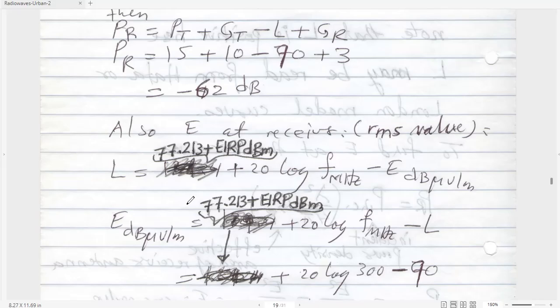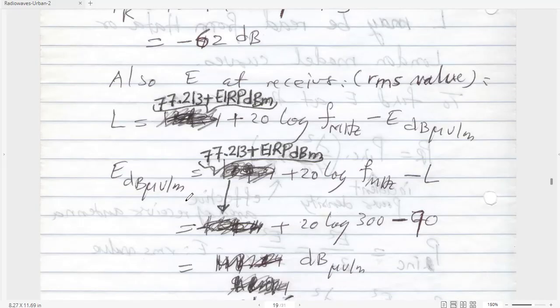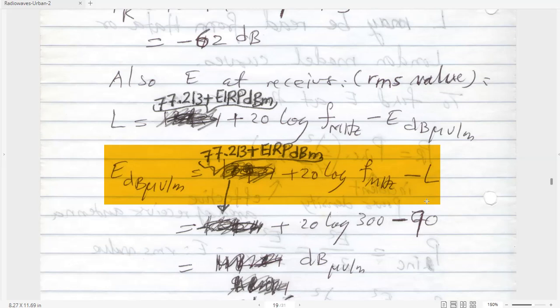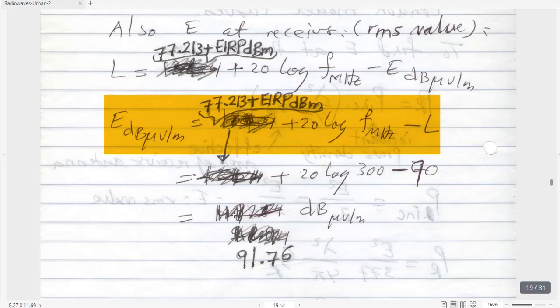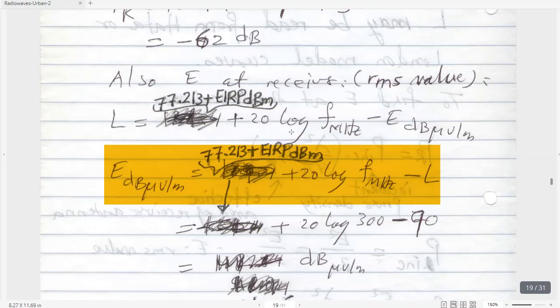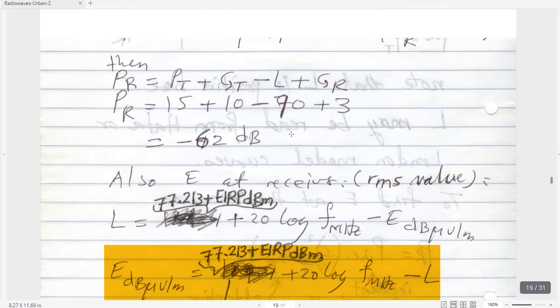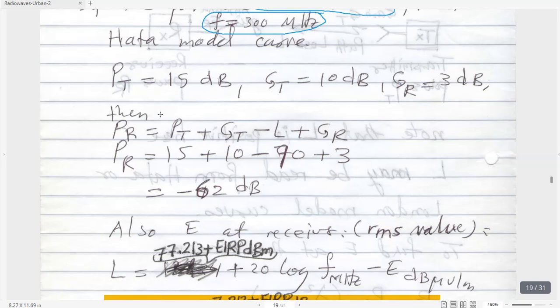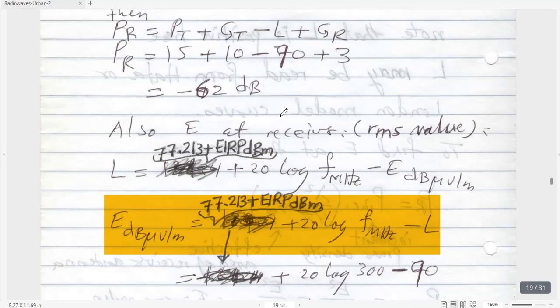If we want to calculate the electric field in dB microvolt per meter, we use the general equation we derived, this equation here. Now 77.23 plus EIRP in dBm is equal to PT plus GT, 15 plus 10 is 25, plus 30 because dBm, 55. We have here EIRP is 55 dBm.